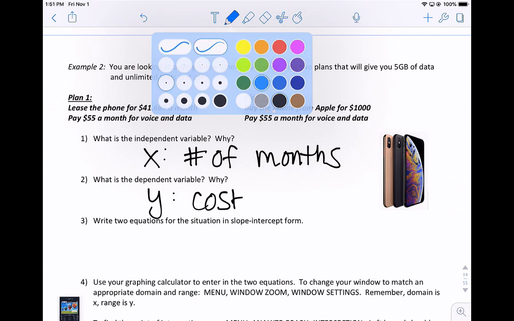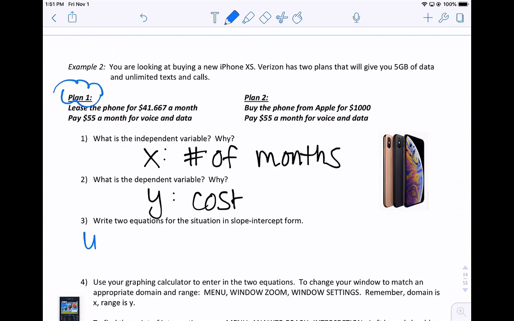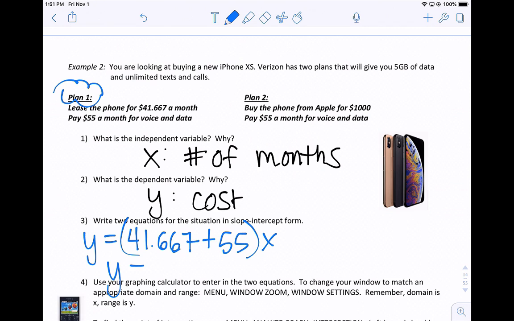Okay, so plan 1 I'll do in blue. All right, so y equals, how much do we lease? Okay, so it's $41.667 a month plus $55 a month. So every month, here's what we're paying. So if we simplify that, that would be $96.667 per month that you're paying.